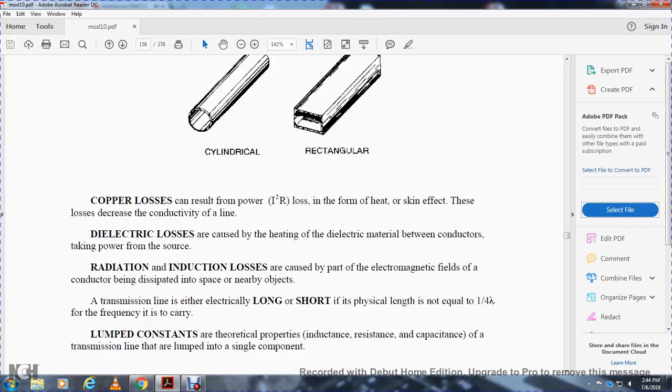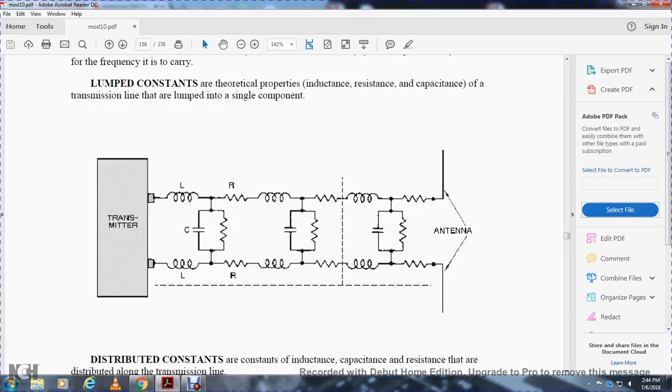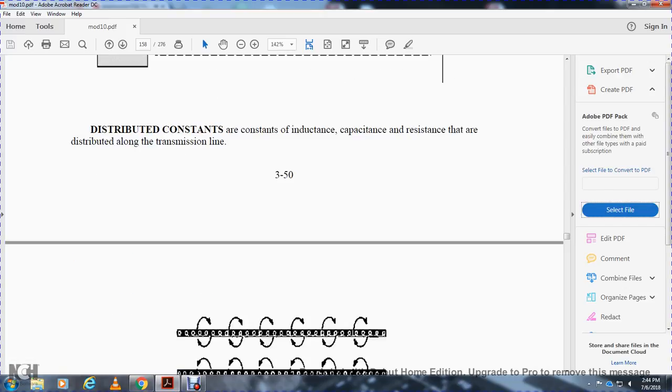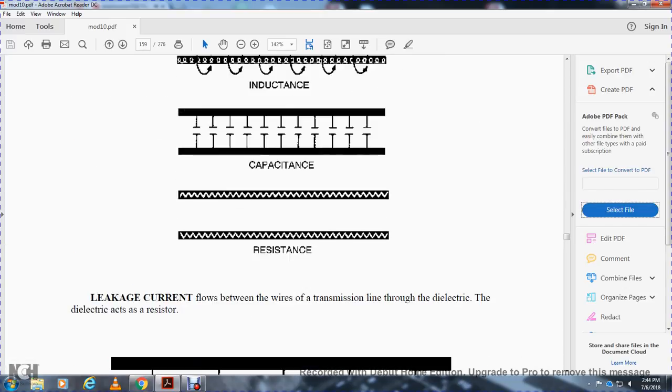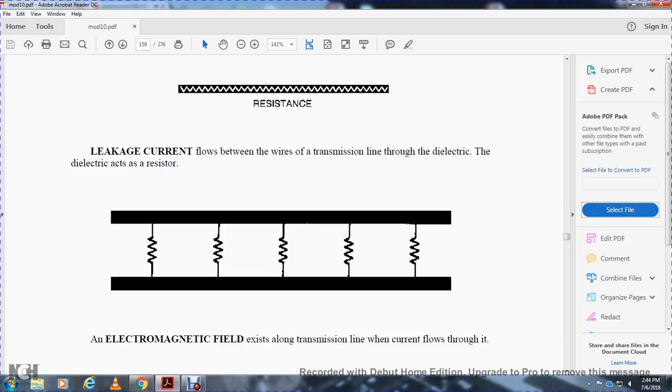Transmission lines are either long or short. Physical length is not equal to the electrical length, such as a quarter wavelength of the frequency it is to carry. Lumped constants: the theoretical properties of inductance, resistance, and capacitance of the transmission line lumped into a single component. Distributed constants: inductance, capacitance, and resistance are distributed along the transmission line. Leakage currents flow from one wire of the transmission line to the other through the dielectric, acting as a leakage resistor.